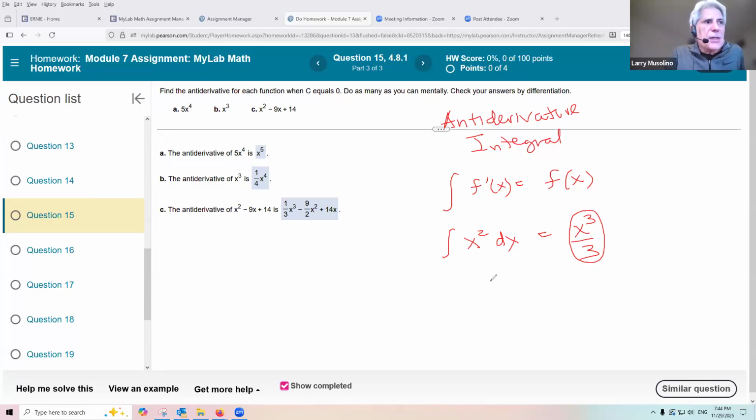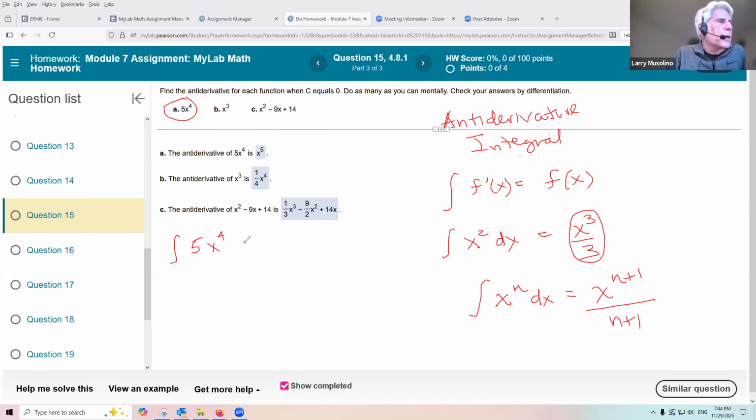Well, there's a formula for this. It says if you have the integral of x to any exponent n, the way you work this out is you add 1 to the exponent and divide by n plus 1. Now, if there's a constant in front of x, you could just copy that constant with you. So let's work out part A here. It says, what's the integral of 5x to the 4 dx? dx is an indicator that x is the variable of interest here. Well, the way I'm going to do this is I'm going to copy the 5 over because that's just a constant in front. So this 5 gets copied.